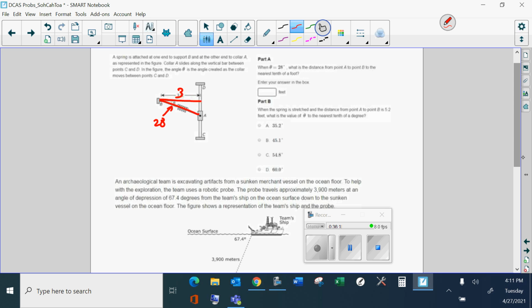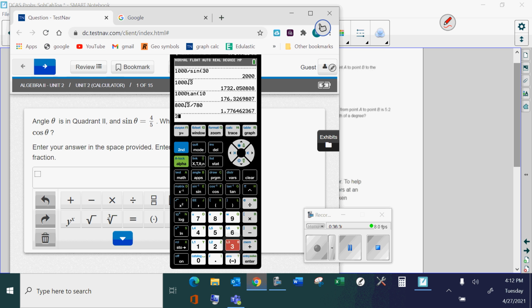So that's adjacent over hypotenuse. Cosine of 28 equals the adjacent over the hypotenuse. Cross multiply, x equals 3, I'm skipping a step, divided by cosine 28. You gotta skip that step in between, but when we solve for x, you get 3 divided by cosine 28.